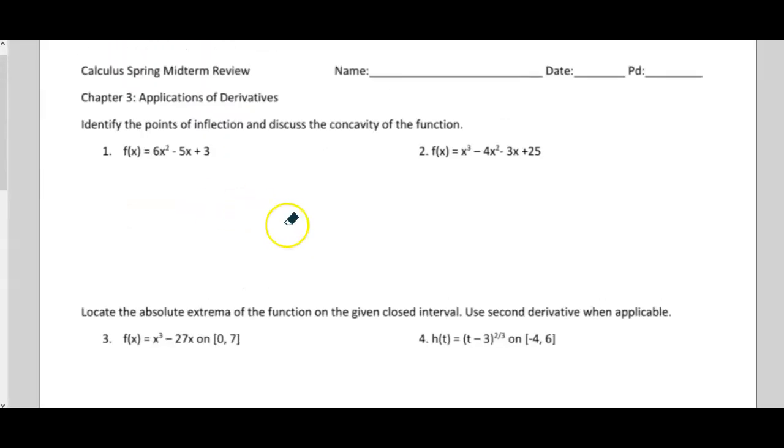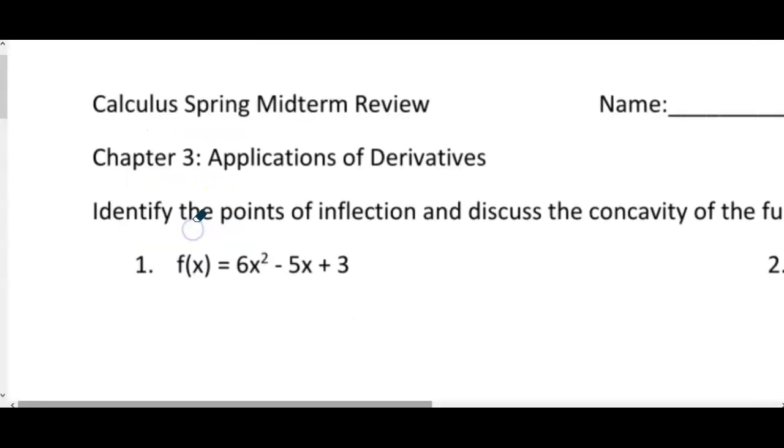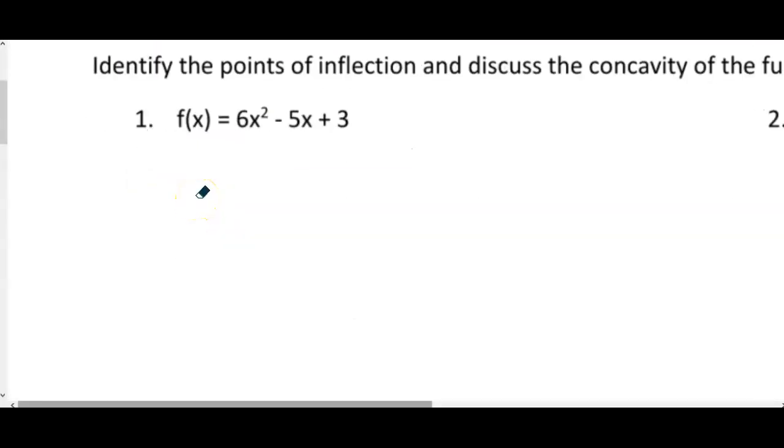Midterm review. Let's get started. Identify the points of inflection and discuss the concavity of the function. All right, so what we need to do is we first need to start by finding the second derivative. So I'm going to find the first derivative, of course, first. So the first derivative is 12x minus 5, and then the second derivative is going to be 12.